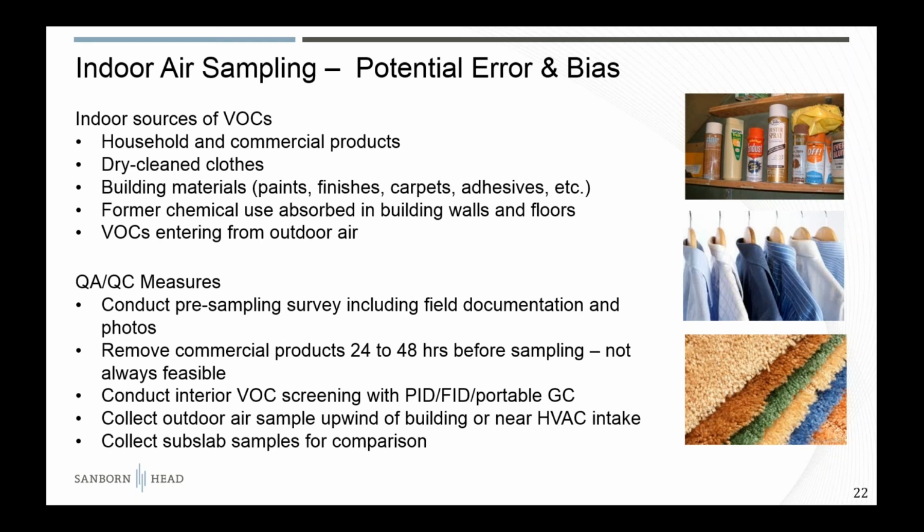It depends on what the pressure gradients are. But the indoor air sources of VOCs are listed here. There's a lot of them, including, in commercial industrial spaces, the potential for building materials and building fabrics to contain VOCs that could be confounding to determining whether it's a vapor intrusion problem. So, some of the QA/QC measures to take to try to limit the potential for this uncertainty about where your indoor air VOCs are coming from.